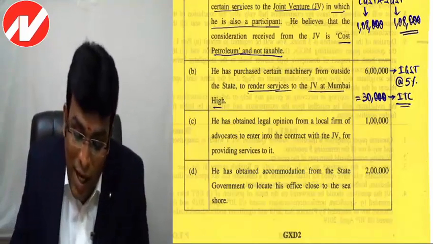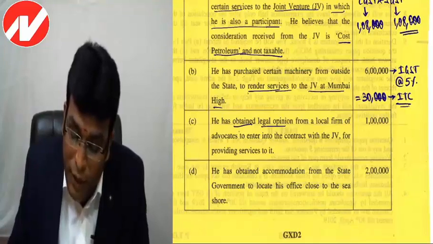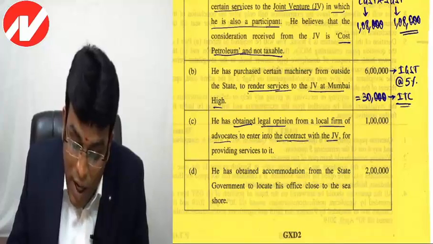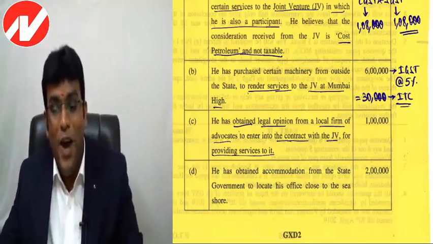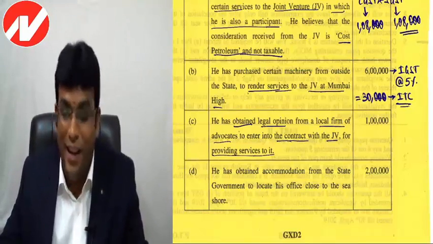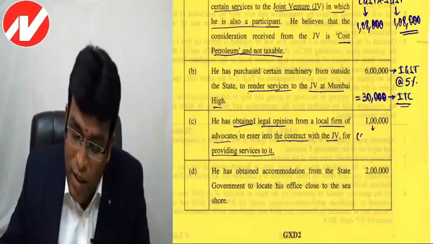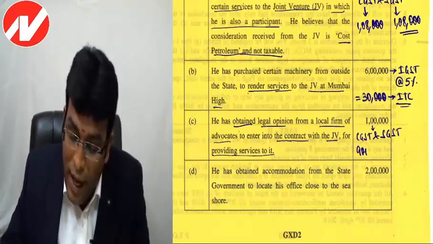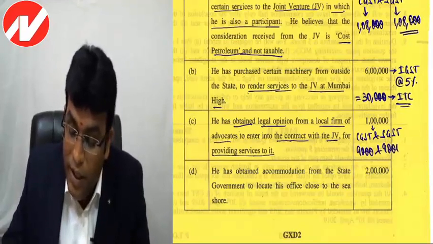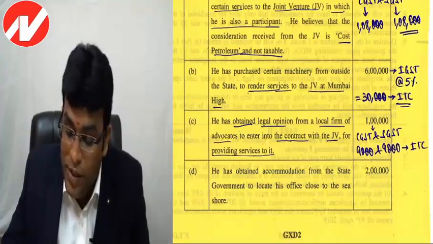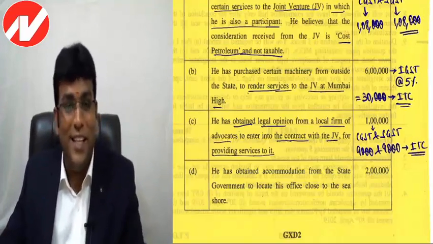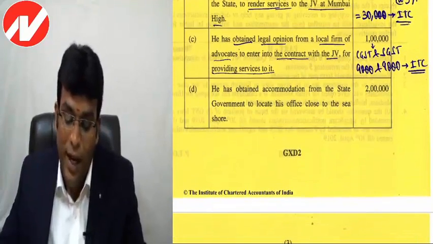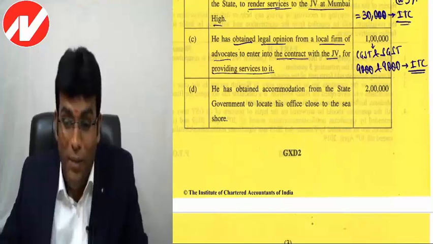Exactly. Then he has obtained a legal opinion from local firm of advocates to enter into a contract with joint venture for providing services to it. On this also, he can claim input tax credit. And on this 1 lakh, CGST and SGST will apply, which will be 9,000 and 9,000. And this 9,000, he'll claim it as input tax credit. Clear, friends? Good.